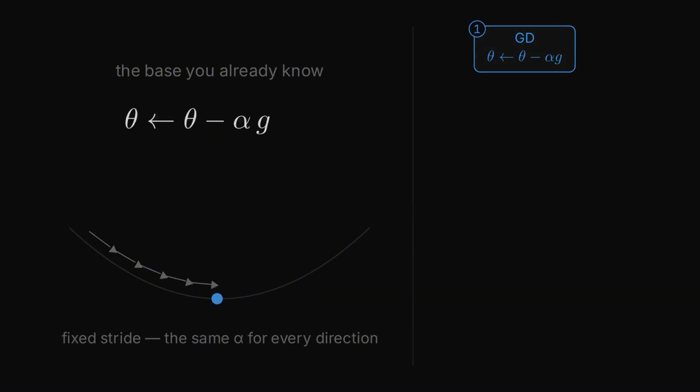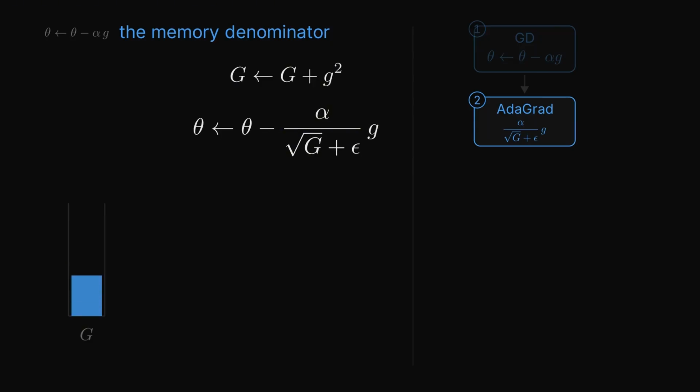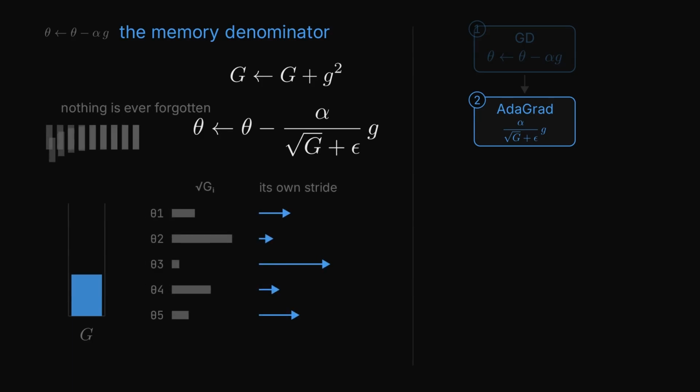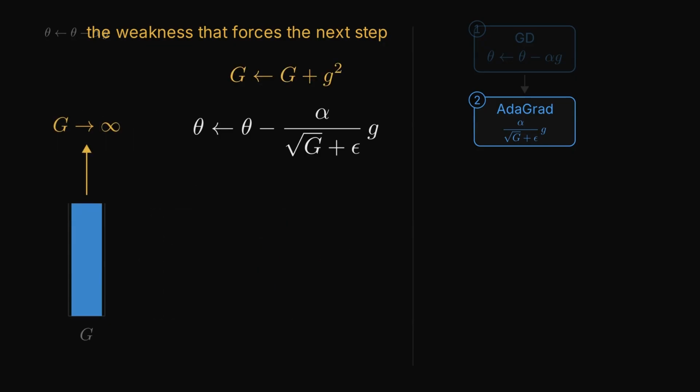Start with the base you already know. Theta is updated to theta minus alpha times g. Step downhill, fixed stride. Then AdaGrad adds the memory denominator. G becomes g plus g squared. Then theta is updated to theta minus alpha over the square root of g plus epsilon times g. Each direction tunes its own stride based on its entire history of gradient size. The weakness that forces the next step: g only ever grows, so it heads to infinity, and the brake never releases.